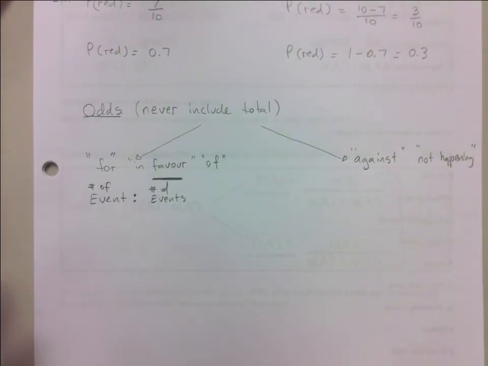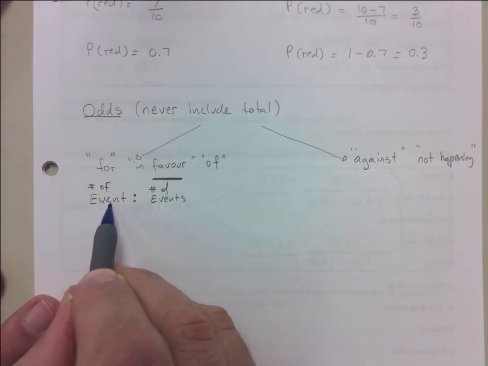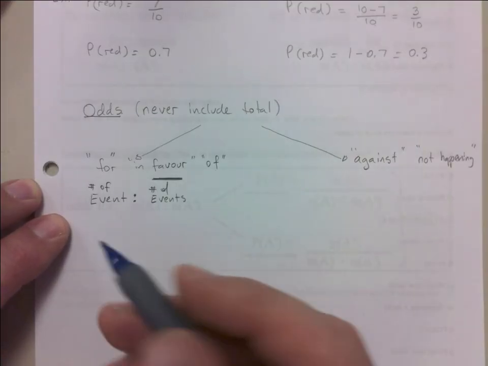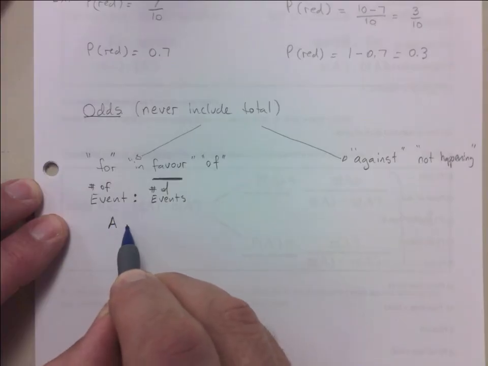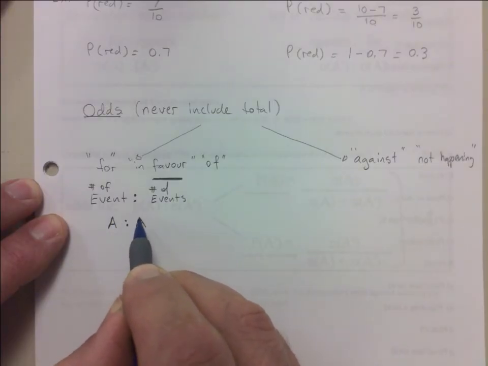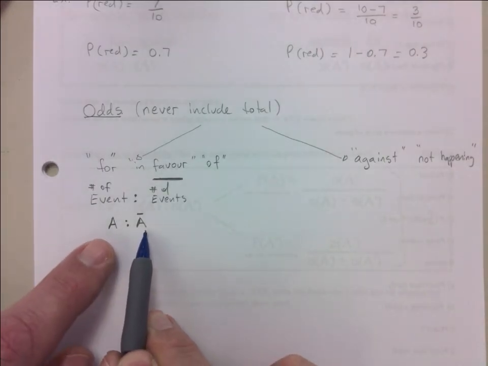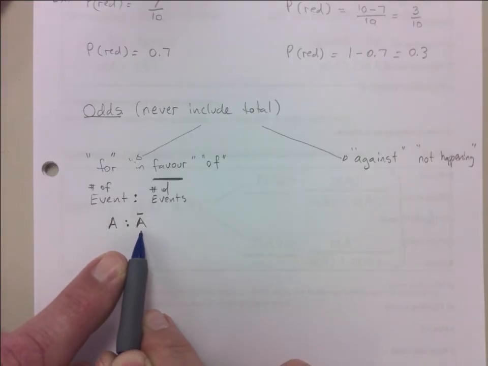Okay. So that's what we want. We want to compare how many times it is happening and how many times it is not happening. So it's in this format. I will use just a letter here. In a sense, it's A happening versus A not happening. And the order matters here, meaning that if it's for, then the number of events where it is happening goes first, and then it not happening goes second.